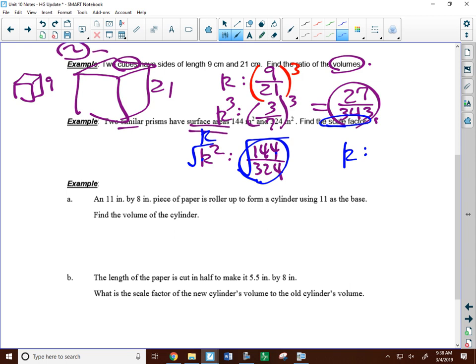By the way, you could have reduced this one first, 144 and 324. It would have been 4 ninths. If you reduce this as a fraction, it would have been 4 ninths. It doesn't matter if you want to do that first. Then the square root would have been 2 thirds. If we just do the square root here, it would be 12 over 18. Simplify that to 2 thirds.